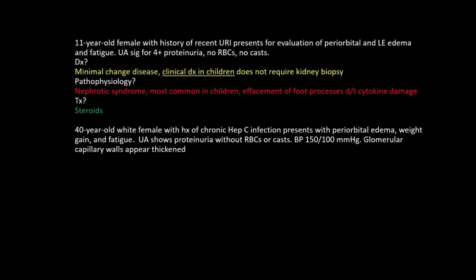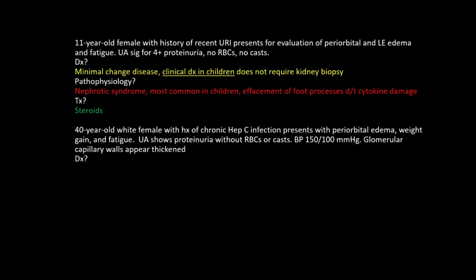So in contrast, now we have a 40-year-old white female, history of chronic hep C infection. She presents with periorbital edema, weight gain, and fatigue. UA shows nephrotic range proteinuria without RBCs and casts. Blood pressure is a little bit high. They get a renal biopsy on her, and it shows the glomerular capillary walls appear thickened. So what's your diagnosis here?